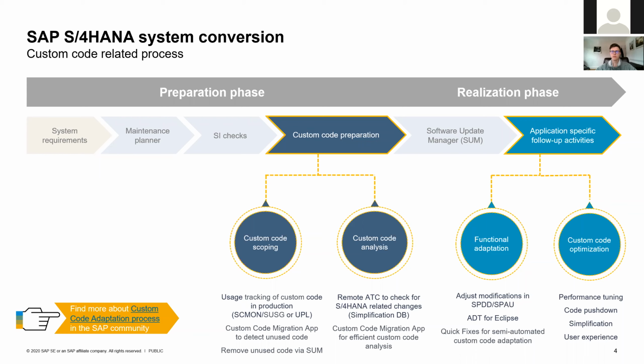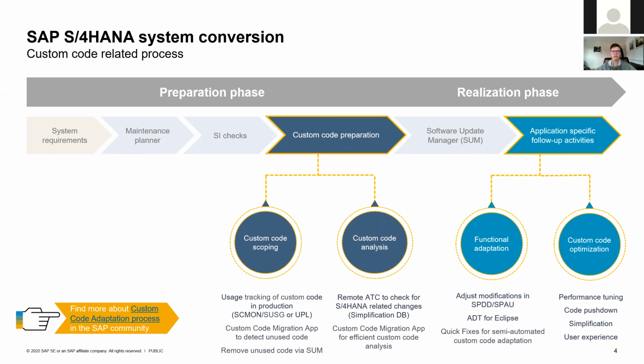Meaning, you prepare your Business Suite system for the SAP S/4HANA conversion, and after you have installed the new software using the software update manager, you go into the realization phase, where you can really do the adaptation. It begins with the so-called custom code scoping. It means that if you convert your existing system to SAP S/4HANA, first you need to decide which custom code you will take over to the new S/4HANA world.